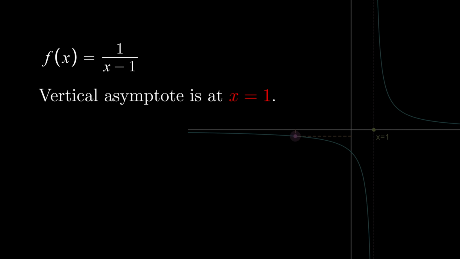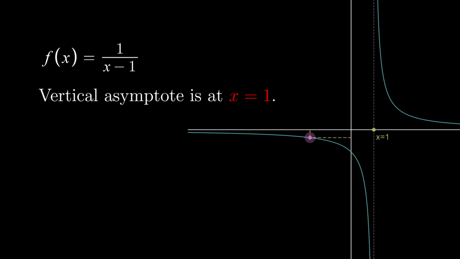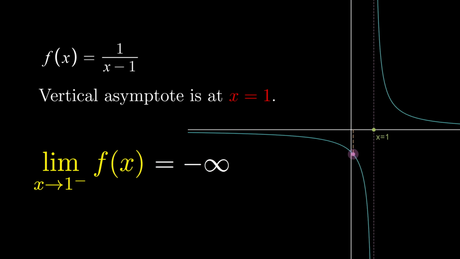Let us now understand the nature of this concept starting with infinite limits, which can be seen in the behavior of this function. If we set this denominator to 0, this gives us the vertical asymptote, which is x equals 1. Let us now observe what happens if we approach this value from the left side. We can see that as x gets closer to 1 from the left side, the value of f of x tends to approach towards negative infinity.